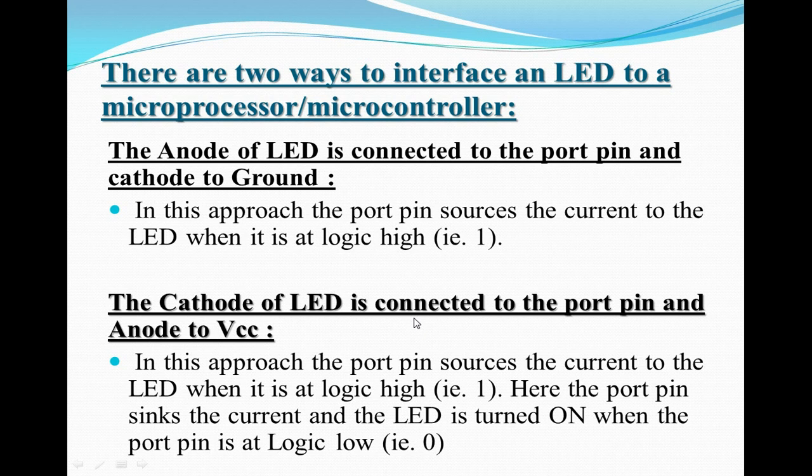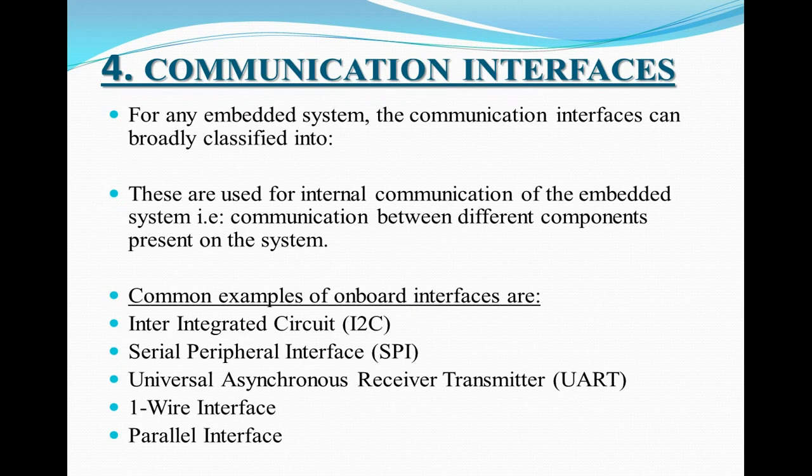While interfacing the LED, it can be interfaced to either a microprocessor or a controller. Suppose the anode of the LED is connected to the port pin and the cathode is connected to the ground. If you consider this first option, in this approach the port pin sources the current to the LED. Means if we connect it in that position, the LED is going to get the source current when the port pin is logic 1, that is, high.